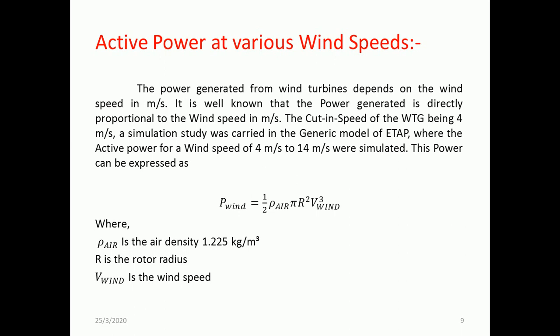per second was simulated. This can also be expressed in the formula given below: P wind is equal to half rho A, that is pi r squared, V to the power 3, where rho stands for the air density, r the radius, and v the velocity of the wind, or the wind speed.